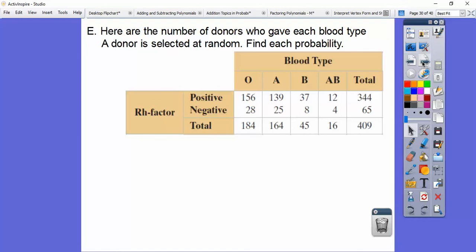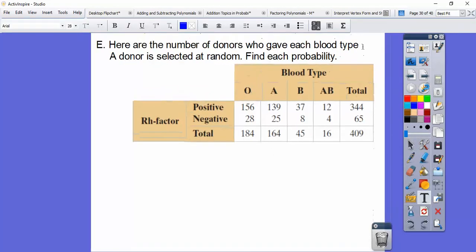Here are the number of donors who gave each blood type. There should be a period right there, I'll insert that right here. A donor is selected at random. Find each probability. First, the donor has type O or type A blood.